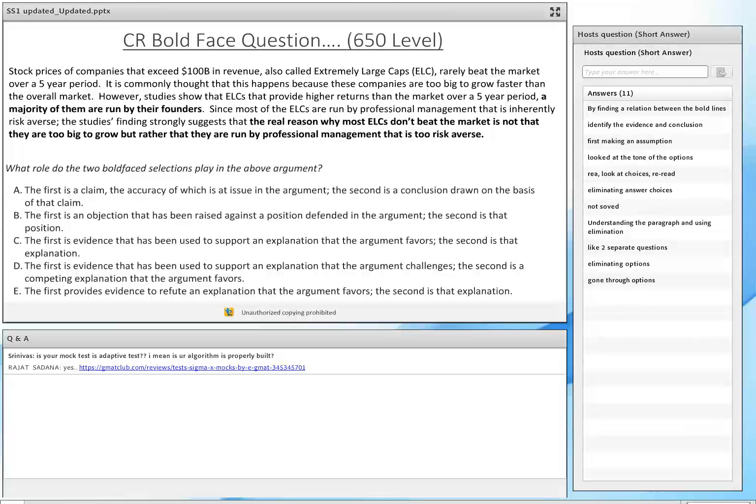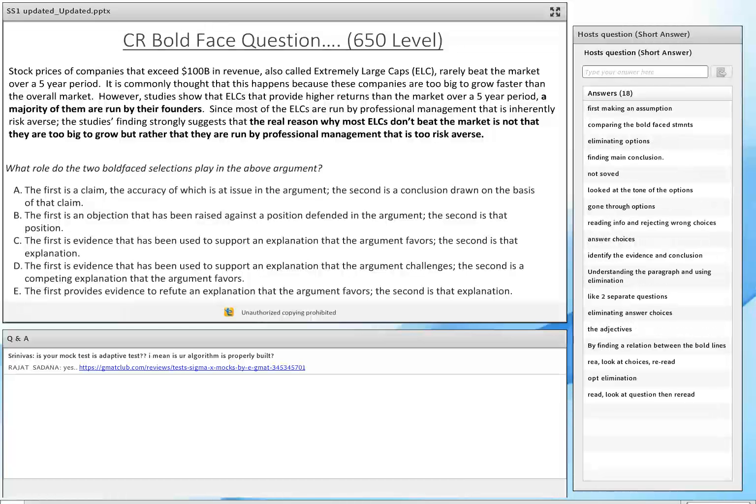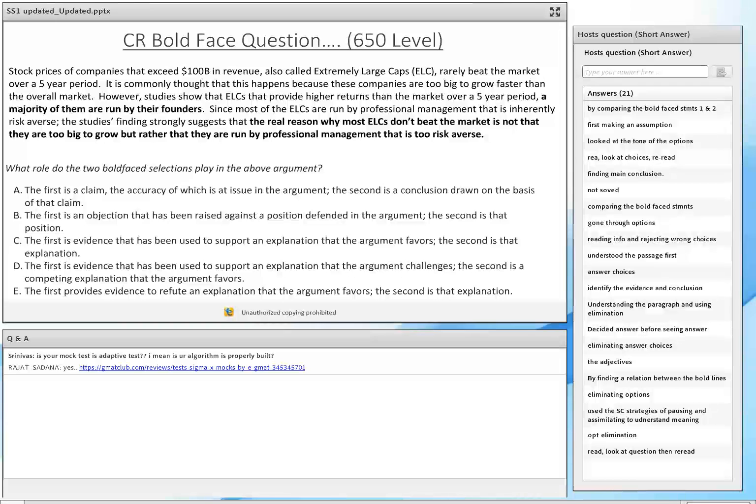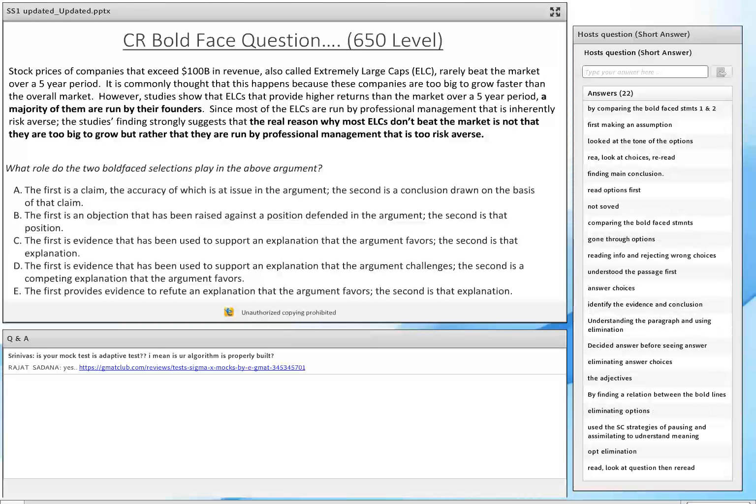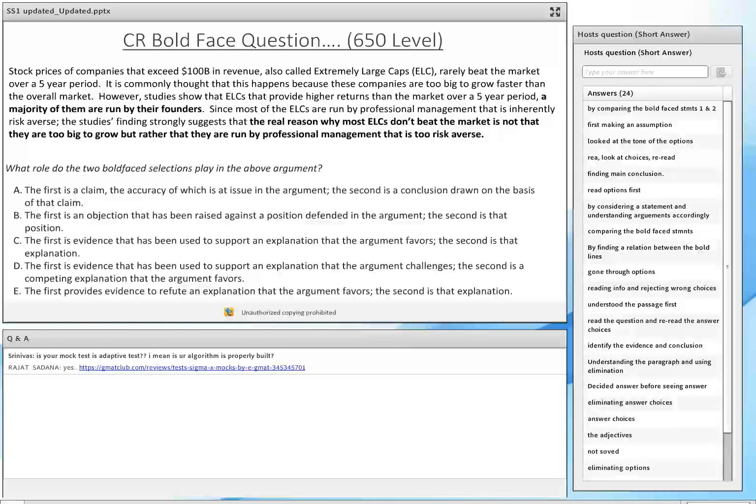Eliminated the answer choices. Looked at the answer choices. Understood the paragraph, used elimination, okay, by finding a relationship. Use the SC studies of pausing and assimilating to understand meaning. Okay, that's good. All right. So a lot of you did what I call a classic process of elimination. A few of you tried to follow the fundamental approach, which is to understand what this argument is saying and then move forward. So let's see how we go about solving this question the e-GMAT way.